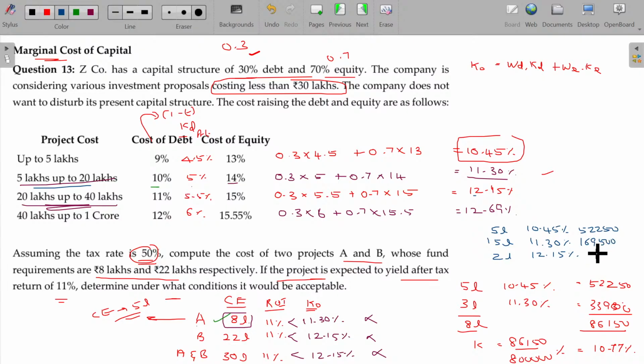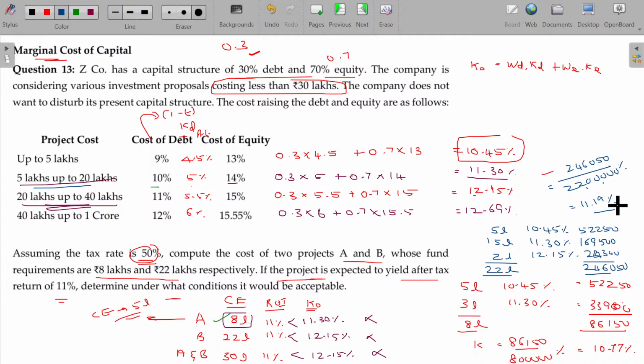69,500. Next, 22,300, 24,300. What is the overall cost you are paying for the overall fund requirement? 2 lakhs 46,050 for your 22 lakhs of investment. That is 11.19%. Then accepting B is not advisable. Naturally, if you go for accepting A and B also, it is not acceptable. So you have to choose only A.